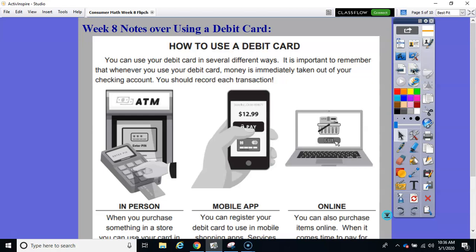For the second part of the second lesson of this week, it's all about how to use that debit card. So you can use your debit card in several ways. It's important to remember that whenever you use your debit card, money is immediately taken out of your checking account. You should record each transaction. So this is a place where, like, I personally save my receipts from the day, and then at the end of the day, I record my transactions into my transaction register for my bank account.